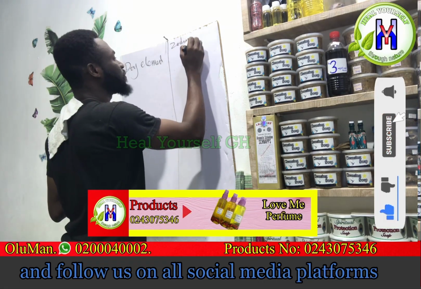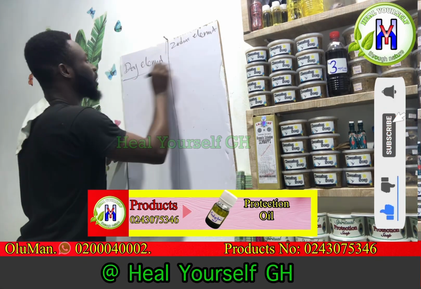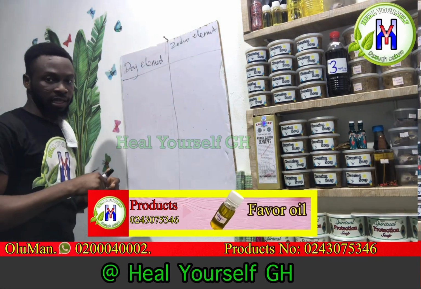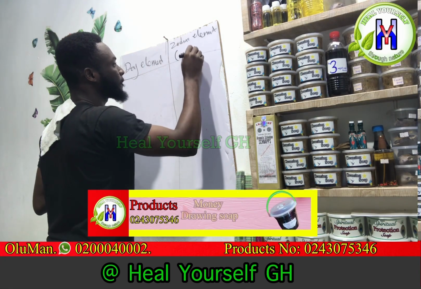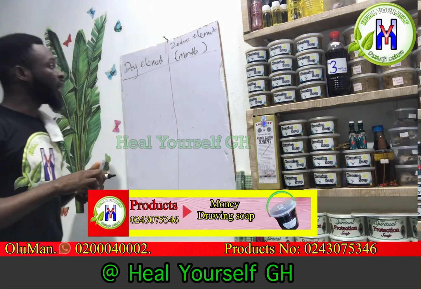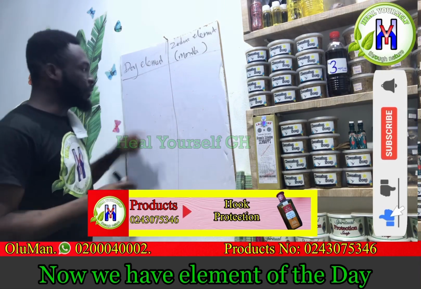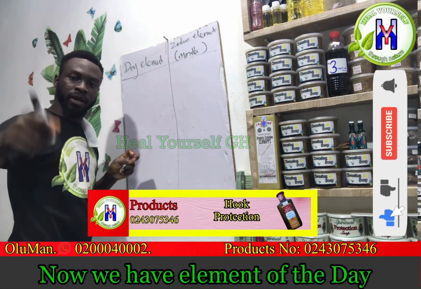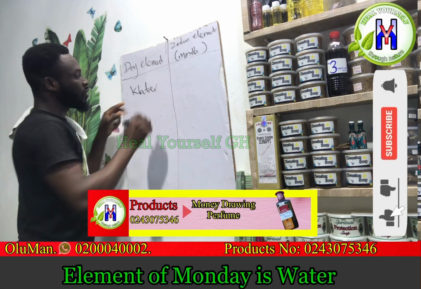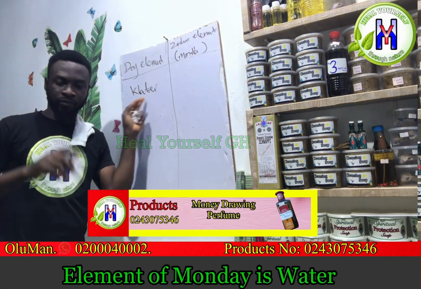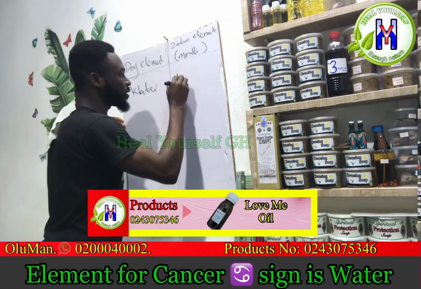And there was a question about the element between the day one and the monthly one. For someone born on a Monday, the element is water. And a Cancerian, the element of Cancerian is water.